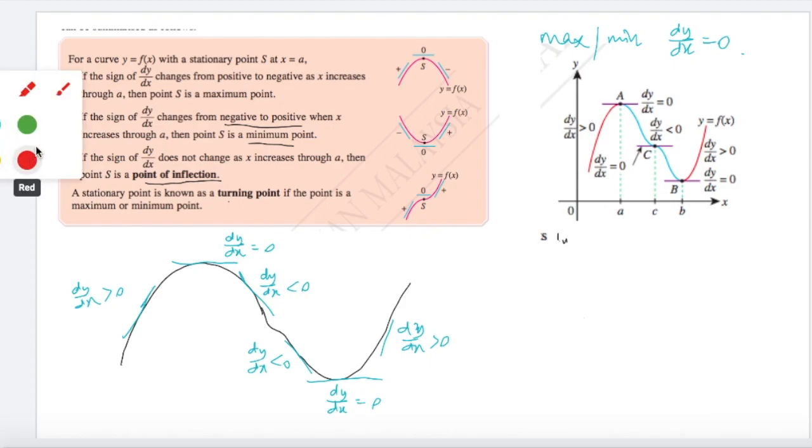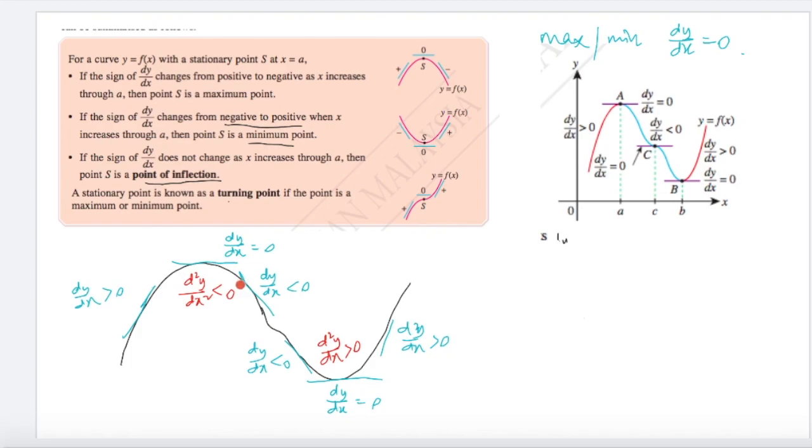Okay, now I want to add one more. Since you already learned the second derivative, right? If d²y/dx² is more than 0 or less than 0. From positive to negative, it going down, it going down means less than 0. This one, d²y/dx² more than 0. If d²y/dx² more than 0, it will be a minimum point. If d²y/dx² less than 0, it will be a maximum point.